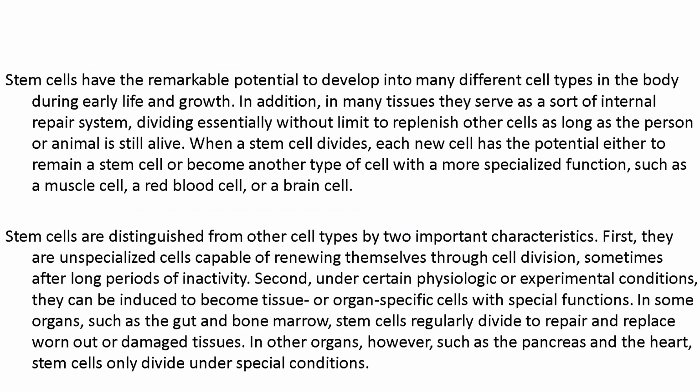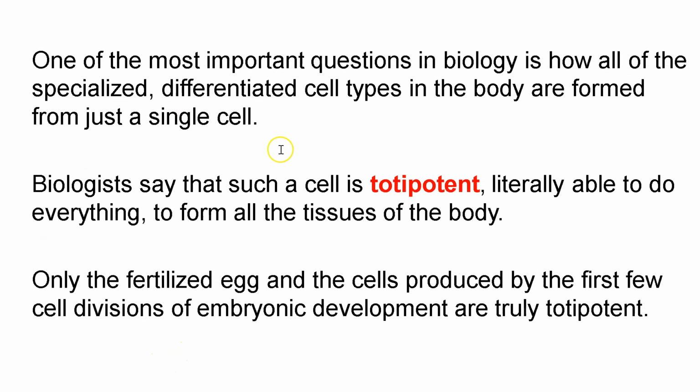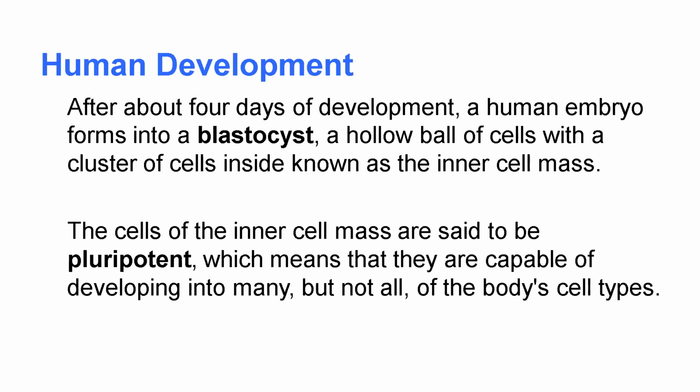Okay? And so stem cells have the remarkable ability to develop into many different types of cells in the body. When a stem cell divides, each new cell has the potential to remain a stem cell or become another type of cell. Why are they important? Because they're capable of renewing themselves through cell division. And number 2, they can be induced to produce tissue or organ-specific cells, which is crazy to think about. Biologists say that such a cell is totipotent, literally able to form anything. Why is this important? Well, let's say you need a new heart. You could take stem cells and possibly grow a new heart in a specialized chamber, of course, with external growth factors and all sorts of the right recipe. And that's pretty impressive, right?